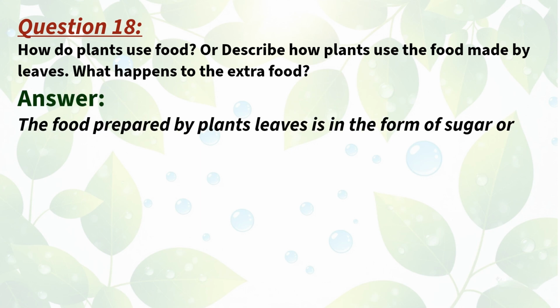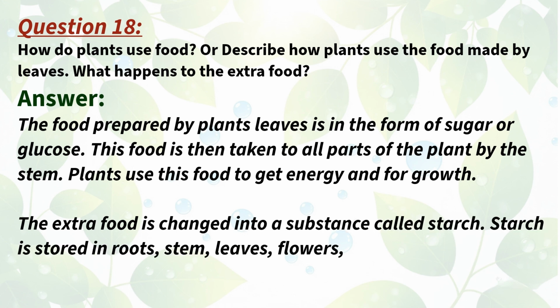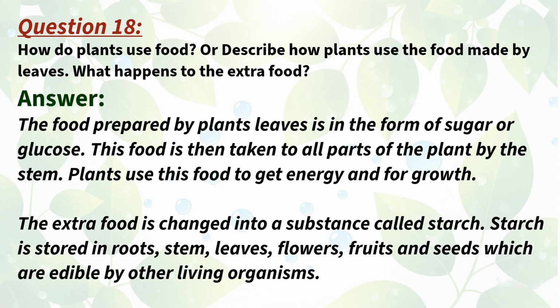Answer. The food prepared by plants' leaves is in the form of sugar or glucose. This food is then taken to all parts of the plant by the stem. Plants use this food to get energy and for growth. The extra food is changed into a substance called starch. Starch is stored in roots, stem, leaves, flowers, fruits and seeds which are edible by other living organisms.